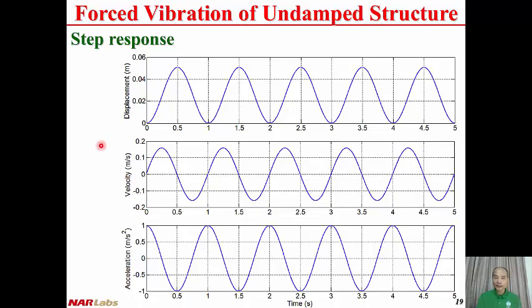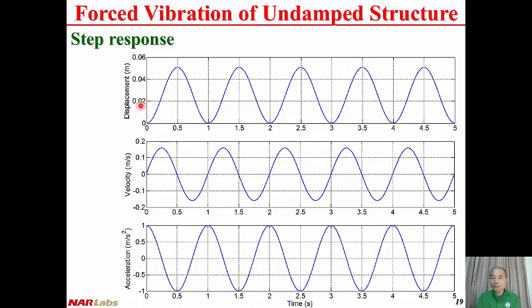And here are 3 plots for the displacement, velocity, and acceleration. First of all, we observe the initial condition here. The initial displacement equal to 0, and the initial velocity is also equal to 0. And then we observe the period of the vibration. To complete one cycle of vibration, it takes 1 second. Therefore, the period of vibration equal to 1 second.